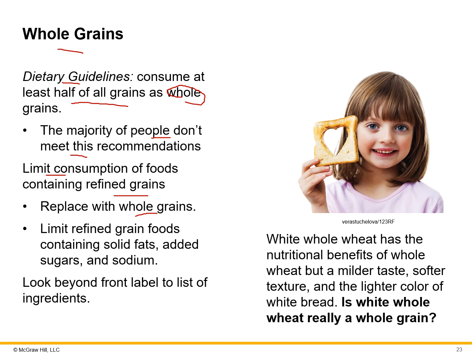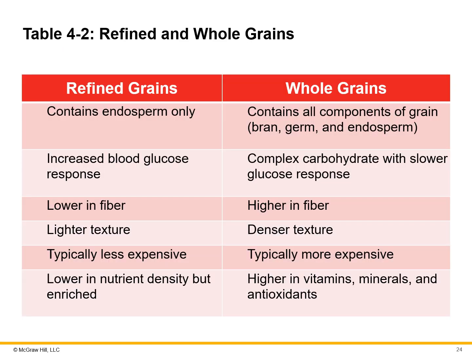The reason we want to limit them is because they have a lot of solid fats in them, some added sugars, and that salt or sodium, all of which are things we want to try to limit in our diet. So again, just look beyond the front label, look at the ingredients. And then an alternative to these, white whole wheat has the same nutritional benefit, but has that milder taste. It's a little lighter, a little easier to pass off as white bread, but gives you some of those whole grains.